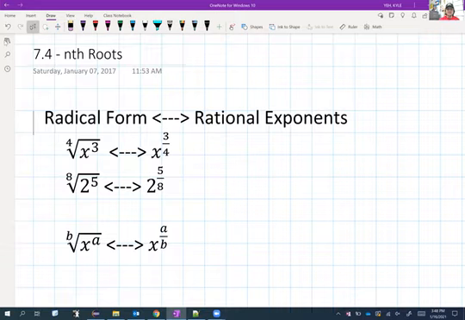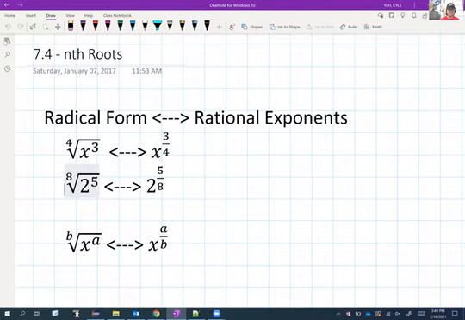So on the screen in front of you, to start us off, are just a few quick examples about converting between these two forms, radical form and rational exponent form. Exponential form is often what it's called. So radical form, if you've forgotten, the radical is the official name for this little symbol right here. Oftentimes we've called it the square root symbol because that's mainly what we've seen it used for in the past. But its official name is the radical.